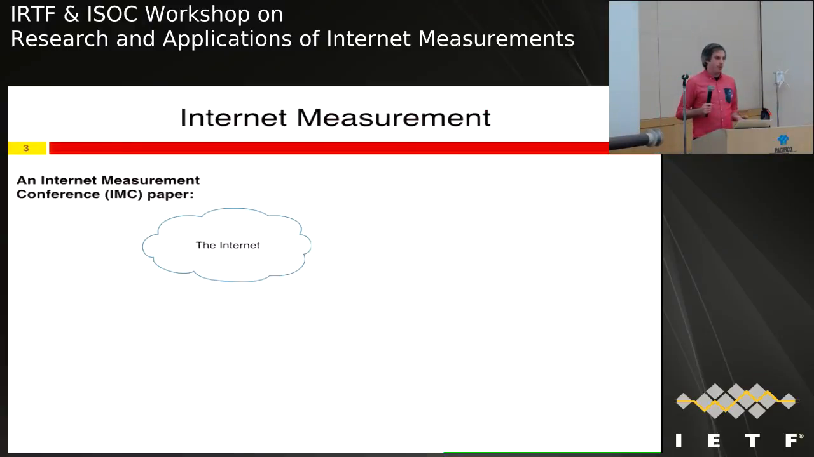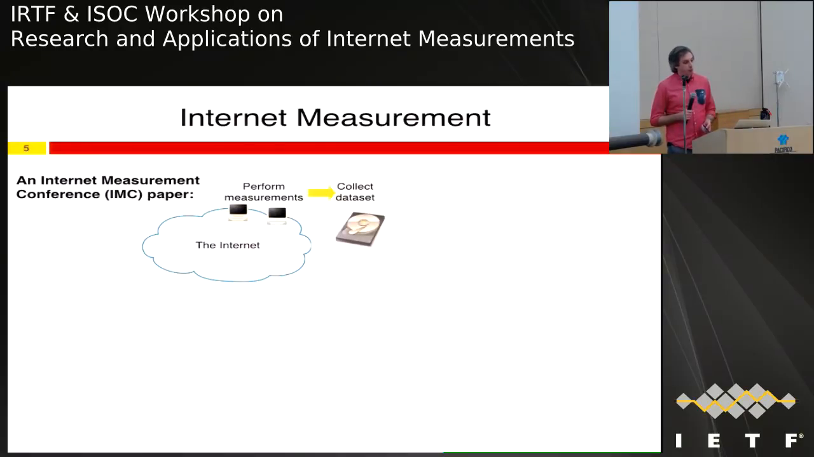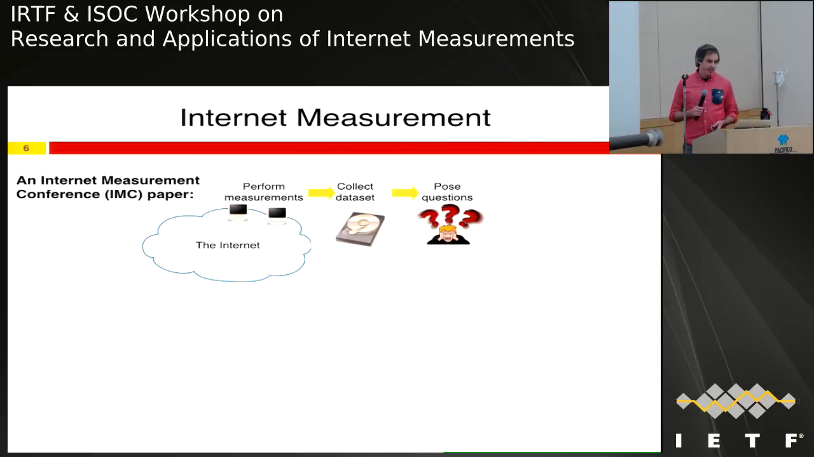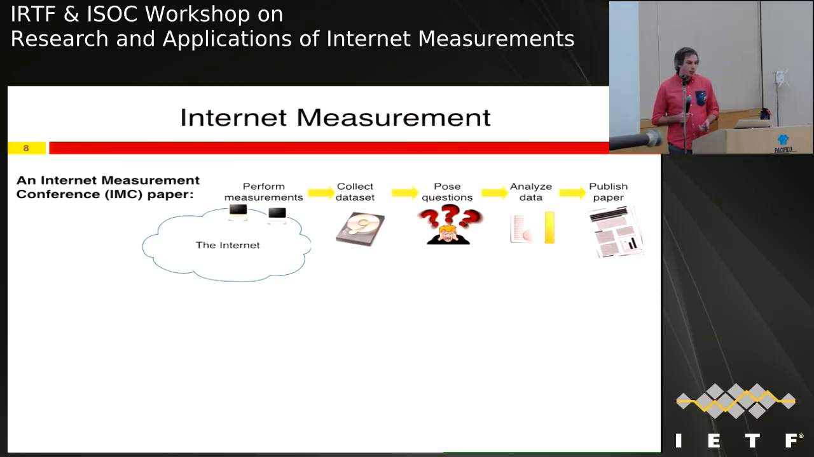So what is internet measurement? An internet measurement conference paper might start with some vantage points, collecting some sort of data, generating a data set. You then might ask some questions using this data set, get some results, and then write a paper about it. So at this point, we have the fire and forget paper that Lars mentioned in his introduction, or Brian's interesting motivation for research from his keynote. But we'd really like our work to have impact.